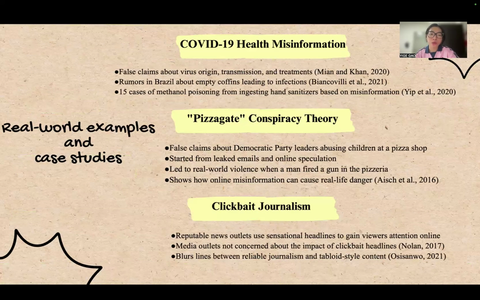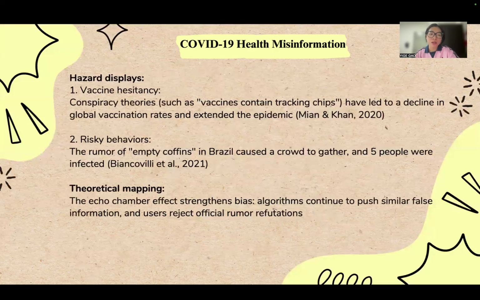And I used these real-world examples: COVID-19 health misinformation, the Pizzagate conspiracy theory, and clickbait journalism. Take the COVID-19 pandemic as an example. The first is the vaccine hesitancy. Conspiracy theories have led to a decline in global vaccination rates and extended the pandemic. And the risky behaviors. The rumor of empty coffins in Brazil caused a crowd to gather together, and 5 people were infected. The echo chambers effect strengthens bias. Algorithms continue to push similar false information, and users reject official rumor refutations.